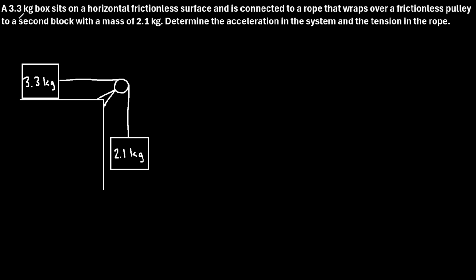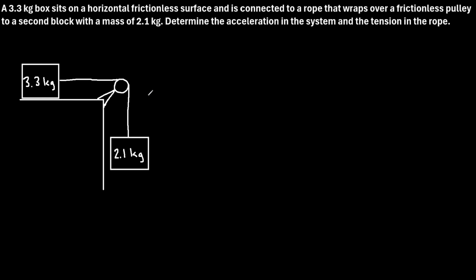This says a 3.3 kilogram box sits on a horizontal frictionless surface and is connected to a rope that wraps over a frictionless pulley to a second block with a mass of 2.1 kilograms. Determine the acceleration in the system and the tension in the rope.